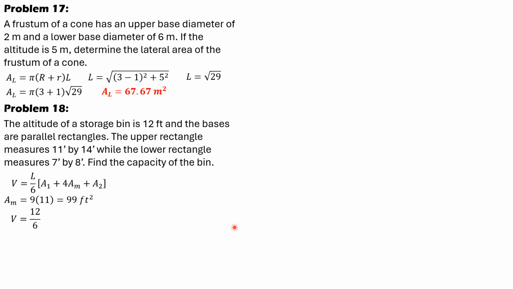Substitute into the formula where L is 12 feet. So volume equals 12 over 6 times (11 by 14 plus 4 times 99 plus 7 times 8). So the volume is equal to 12 cubic feet. And finally, this is the last problem in this video.